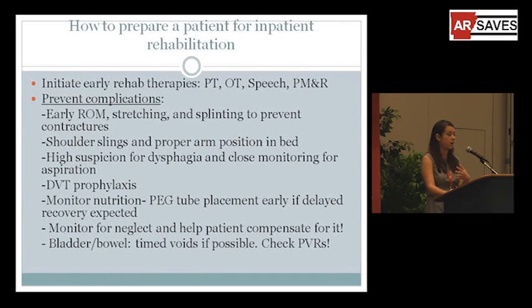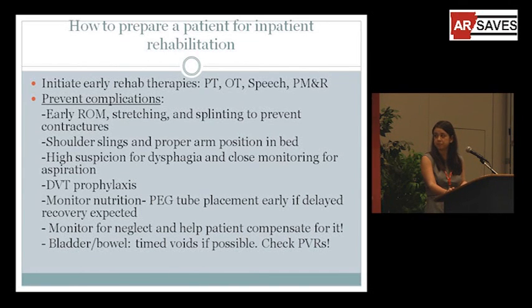Also important is to try and avoid lines and IVs in that hemiplegic side because the patient is going to ignore that side, and they're also at increased risk of neuropathic pain or complex regional pain syndrome if there's any type of noxious stimuli, IVs included, in that limb. So that does increase their risk of having pain syndromes in their hemiplegic side in the future when they have lines and IVs in that side for a prolonged period of time.